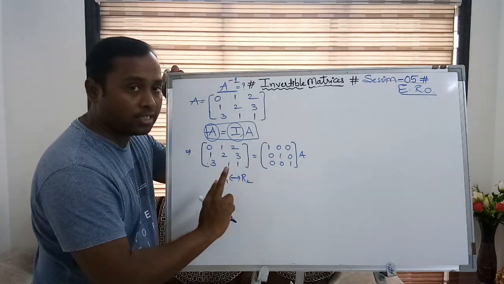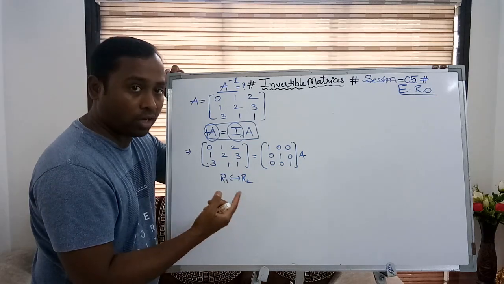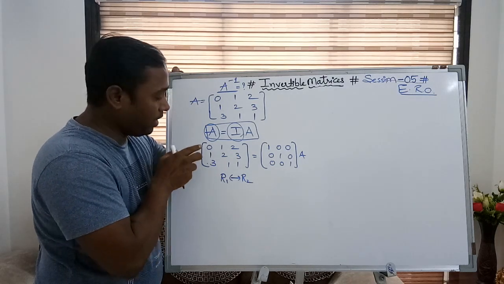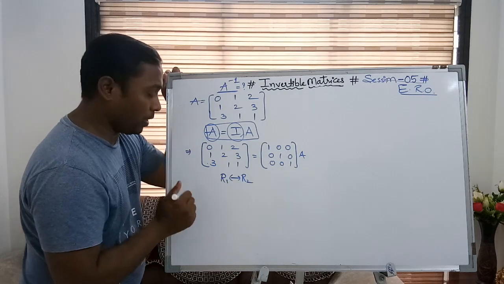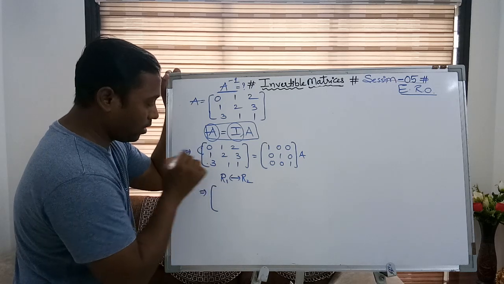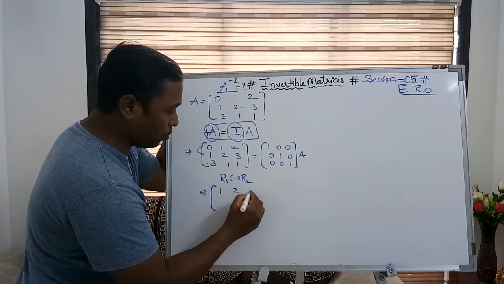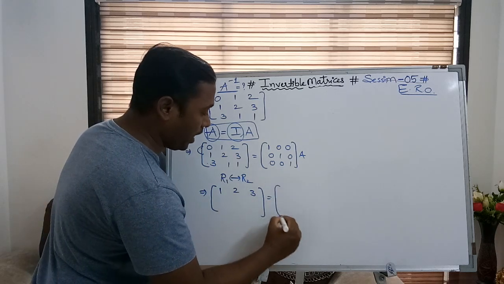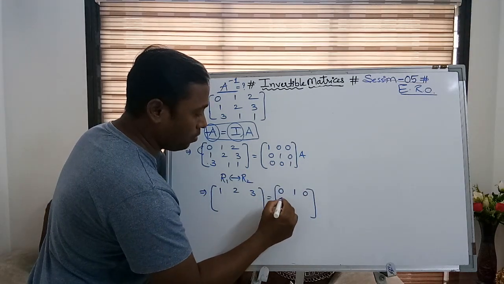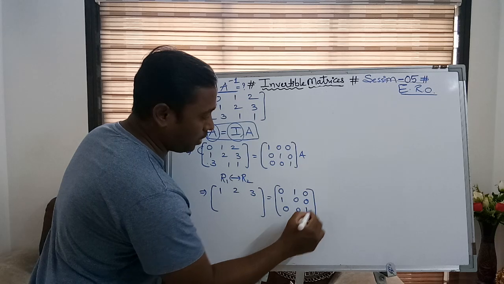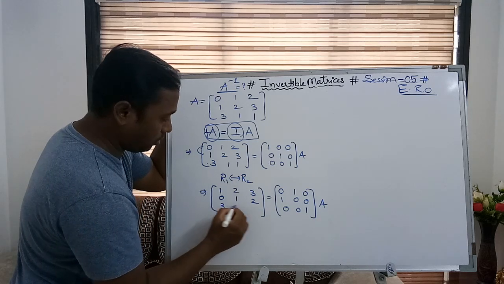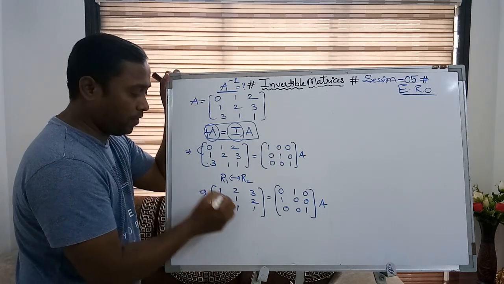So R1 and R2, what did I do? Only shifting. Why did I shift? That is clear: to make a 1 here I cannot divide by 0, so definitely I have to shift these two. So I am shifting both rows, and ultimately it becomes 1 2 3. The corresponding changes will be done in the identity matrix also. It will become 0 1 0 1 0 0 0 0 1. Two rows are interchanged: 0 1 2, 3 1 1. Okay, so this is what shifting of rows is.